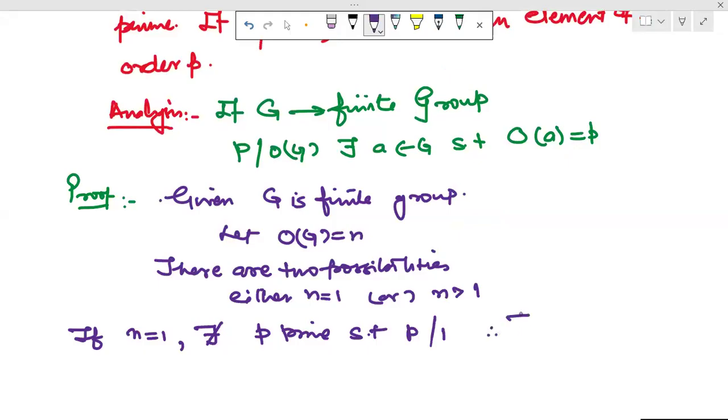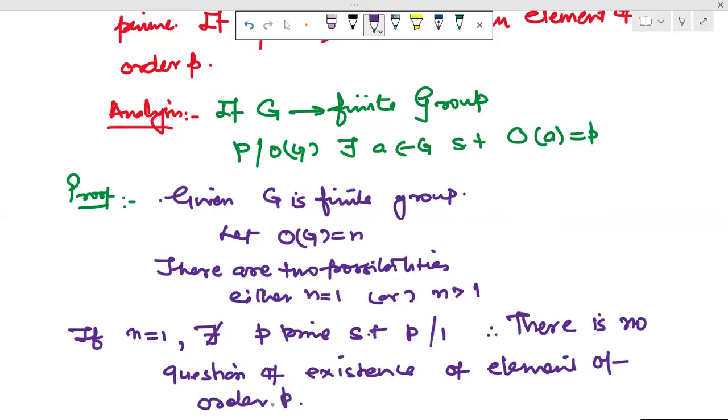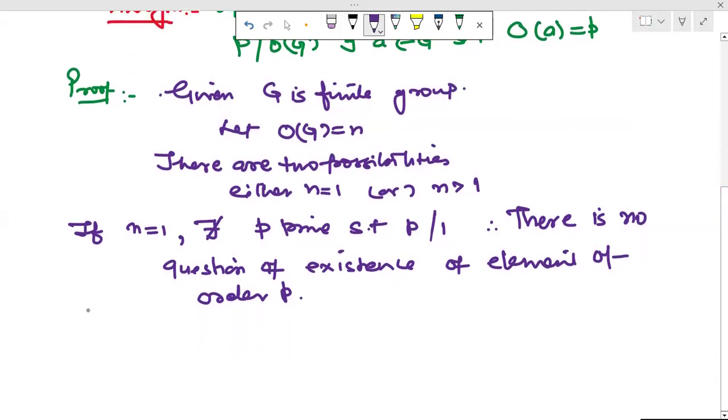So therefore, there is no question of existence of an element of order P. So this case is not possible. So the only possibility is therefore n is greater than 1. So we are taking the order of G equal to n greater than 1.